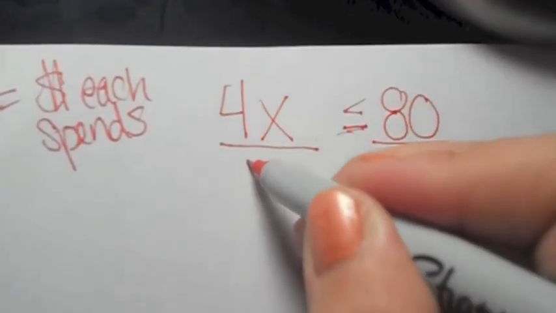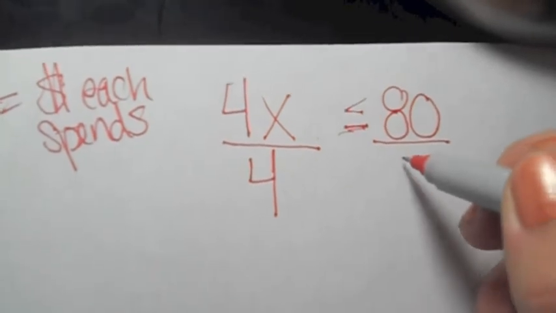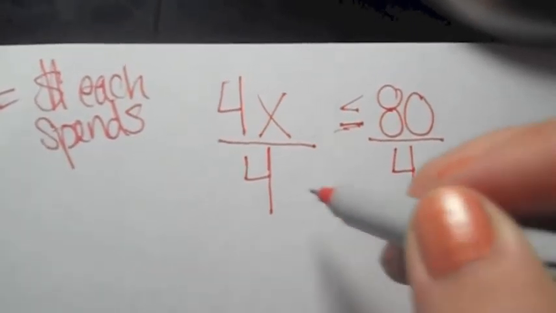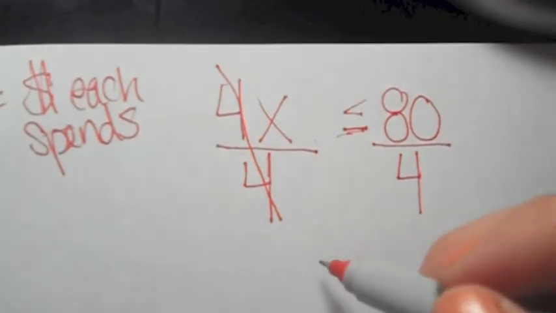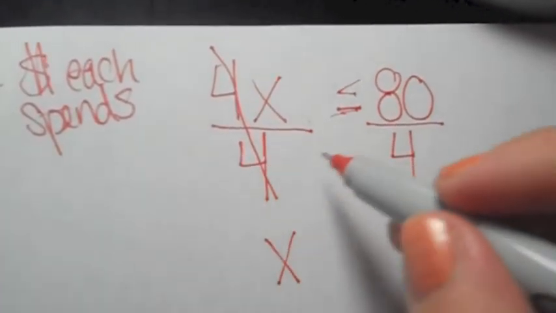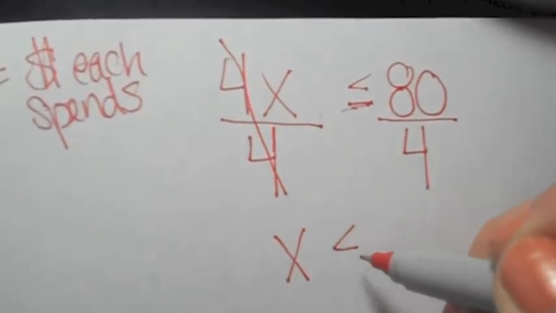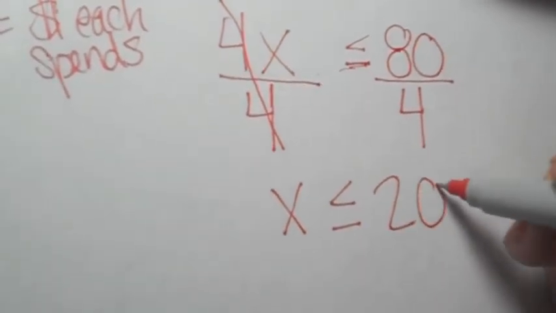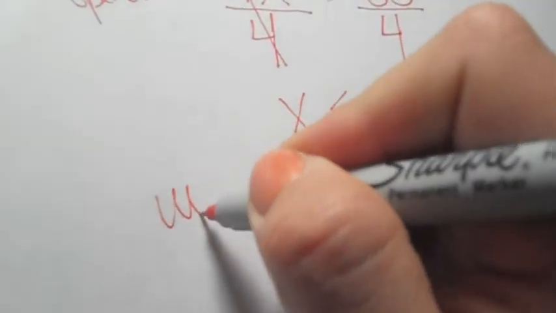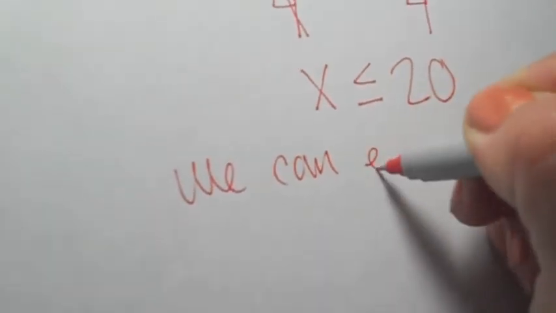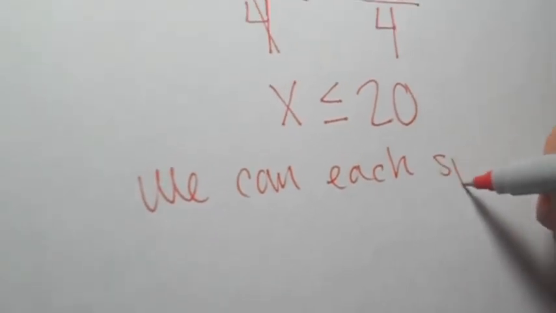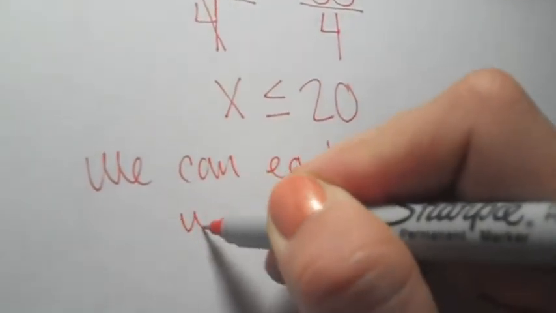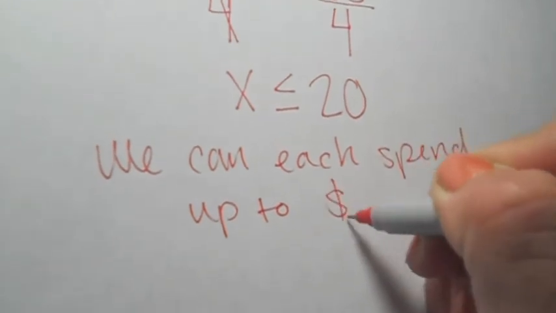Alright, we want X by itself, so we divide by 4. The 4's cancel. Leaves X by itself. The number we just divided was positive, so this gets to stay the same. 80 divided by 4 is 20. Alright, so to answer the question, what are the possible amounts of money that each of you can spend? We can each spend up to $20.